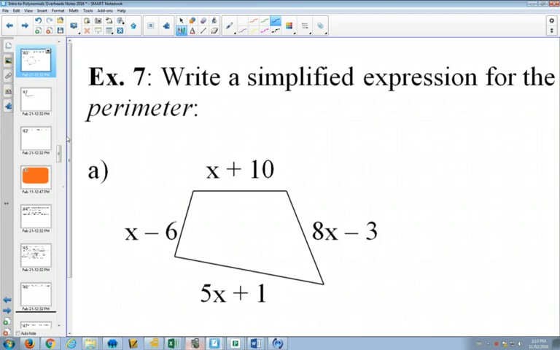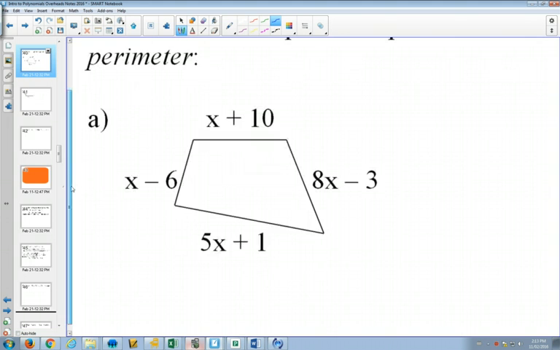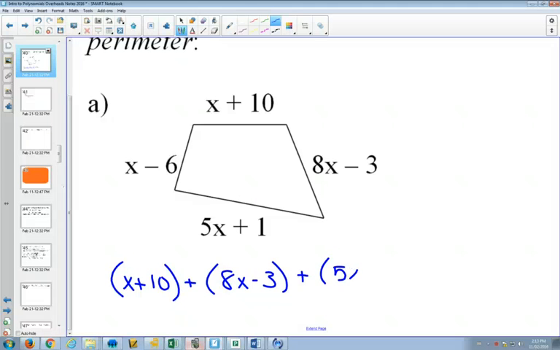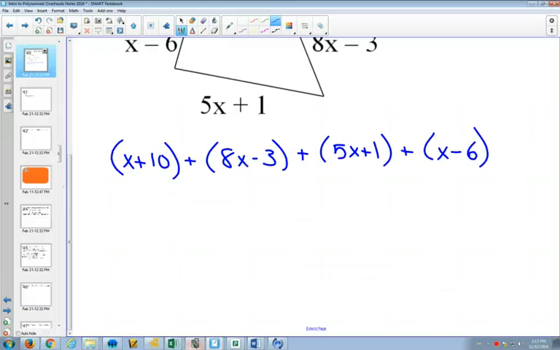We can find the perimeter by adding up all the sides. So if I added up all the sides, what would I get? Well, it would look like this. One side is x plus 10. And then I would have to add the 8x minus 3 side. And then I would have to add the 5x plus 1 side. And then I would have to add the x minus 6 side. What does that equal? Because right now, that's not simplified.